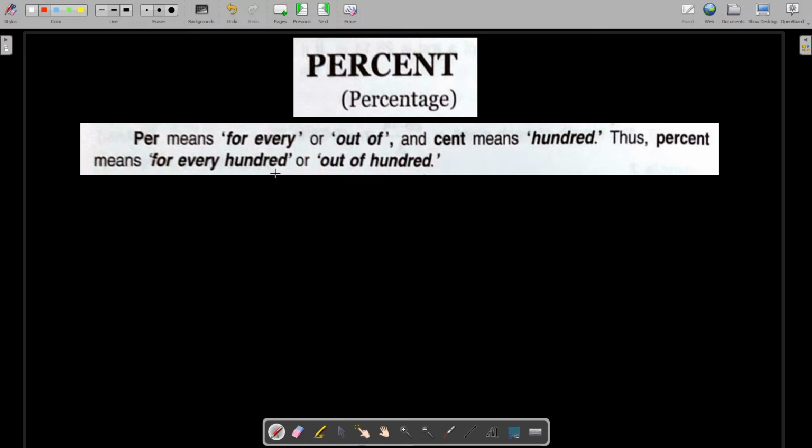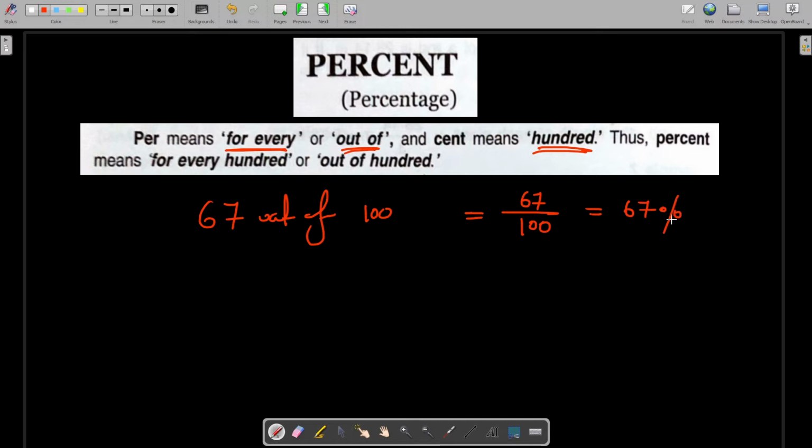What does percentage mean? The definition says per means for every or out of, and cent means 100. So if we show anything out of 100, that simply means percentage. For example, you got 67 out of 100 in your maths paper. So we can write it as 67 out of 100, which becomes simply 67%. So you got 67% in your maths paper.